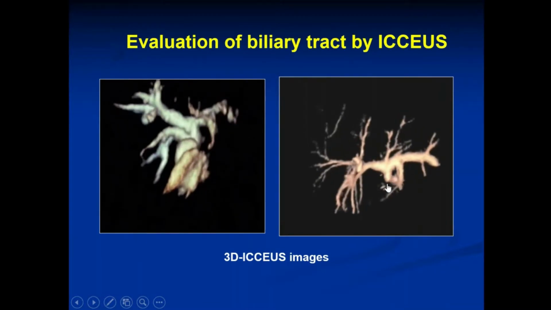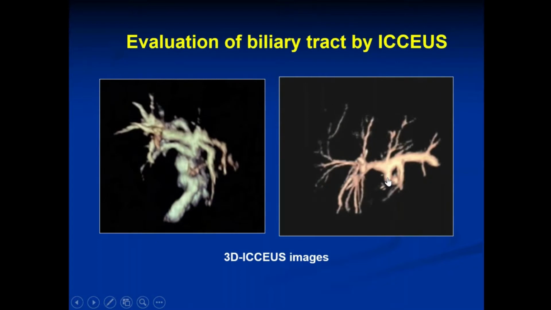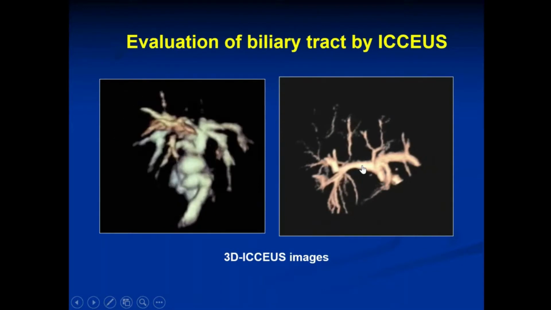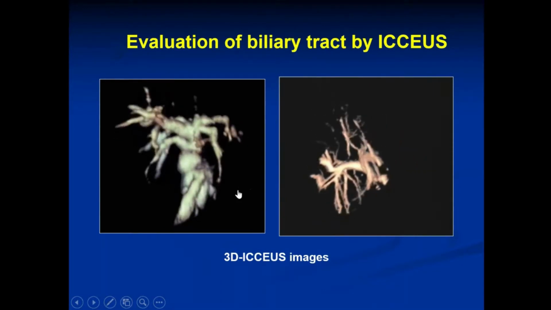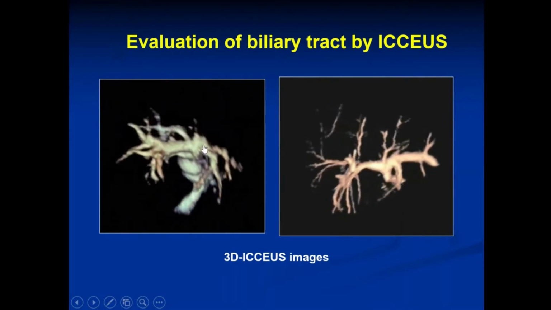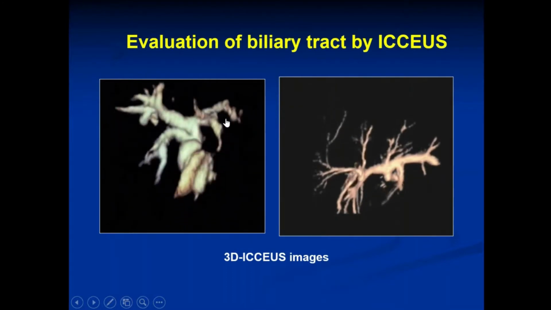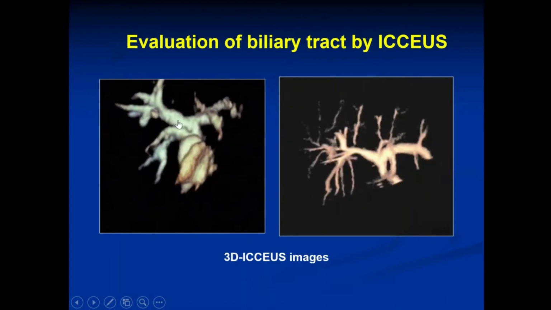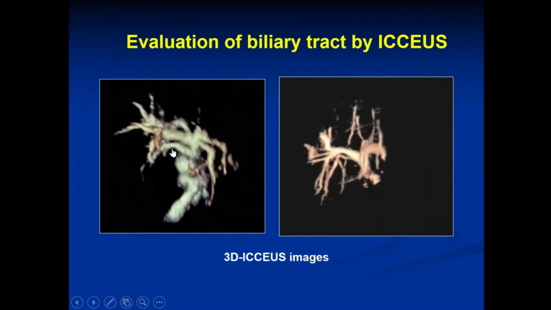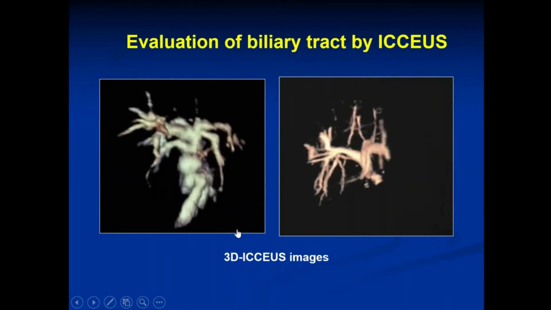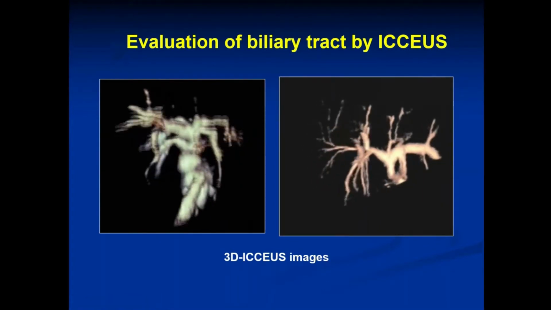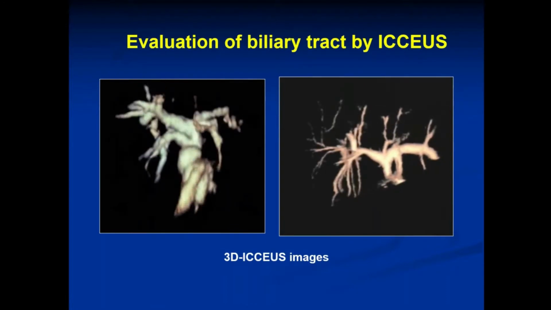For example, on this picture, we can see here the common hepatic duct, and here the left and right hepatic duct and their branches. And on this picture, we can see extrahepatic duct. This is the left hepatic duct and the branches. And this is the right anterior, and these are right posterior hepatic duct and the branches. So you can see these pictures. They look almost like beautiful biliary trees.